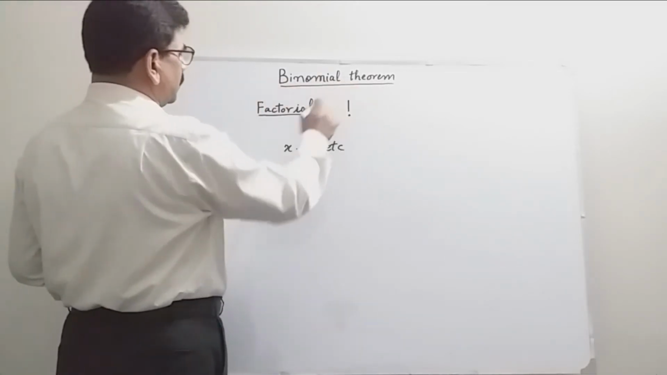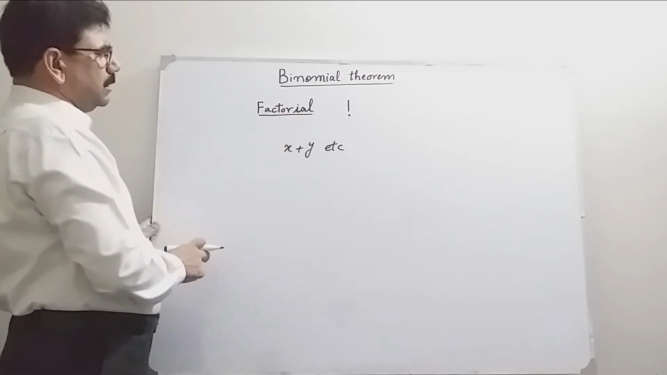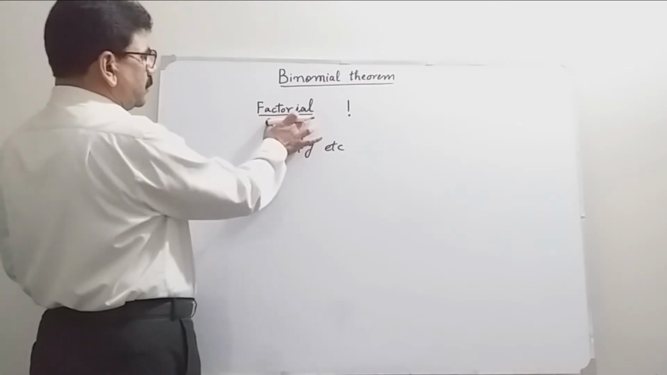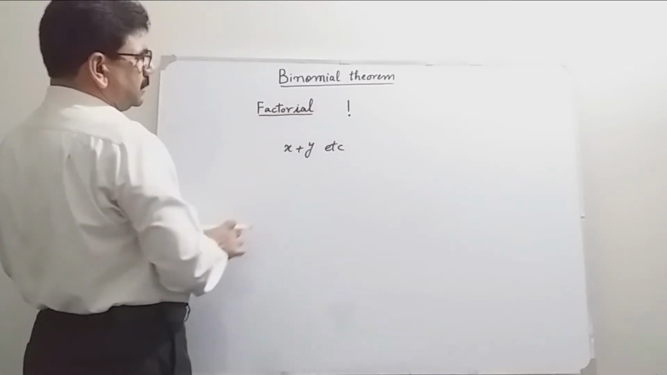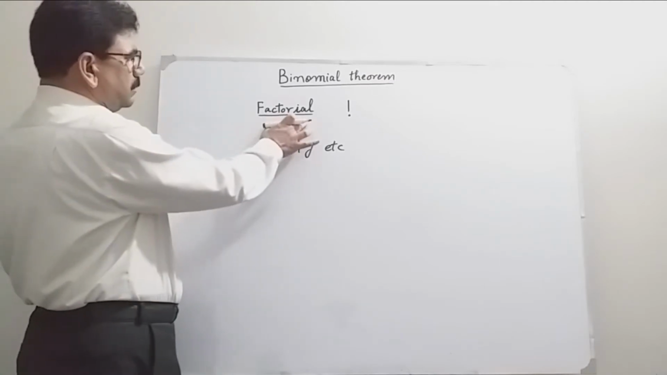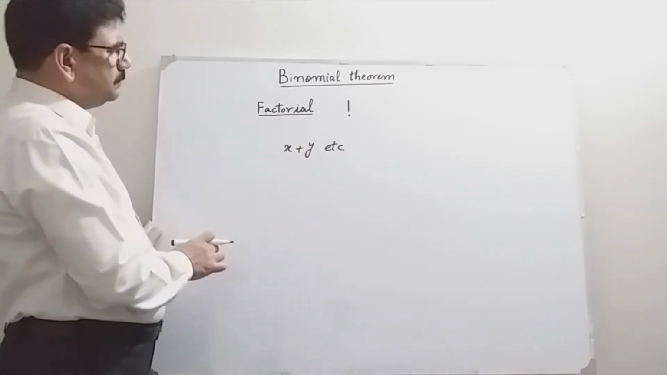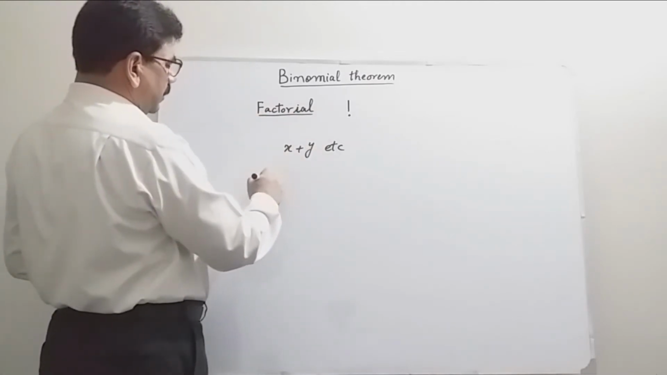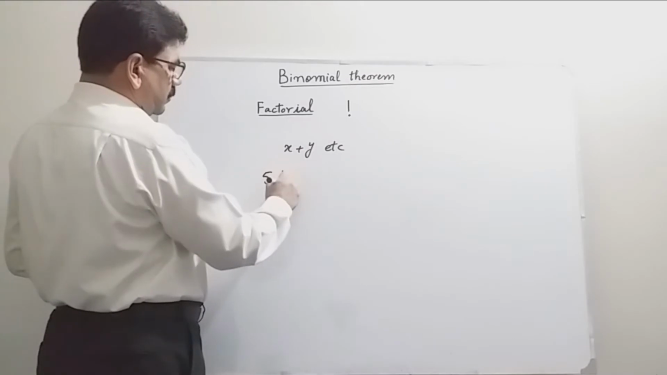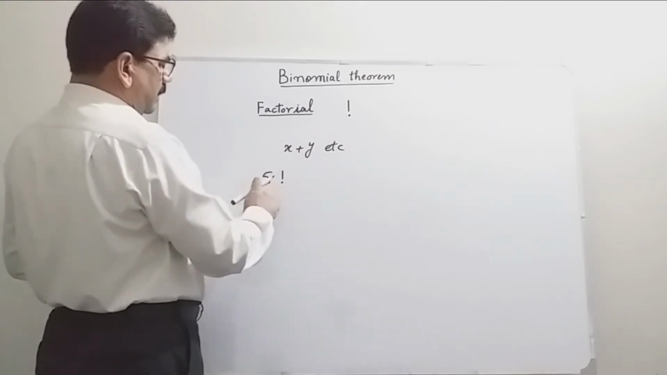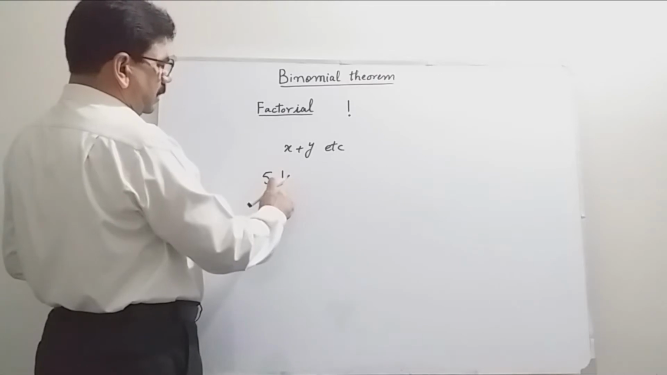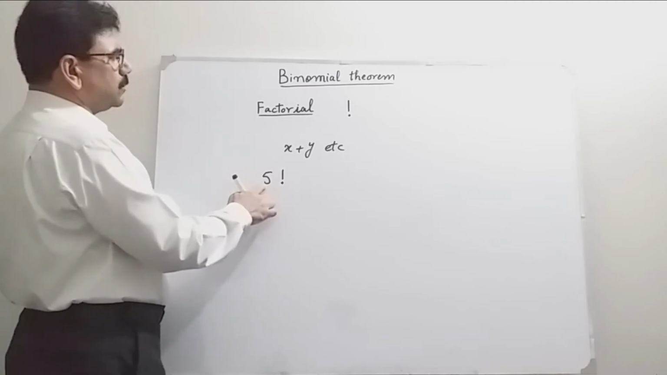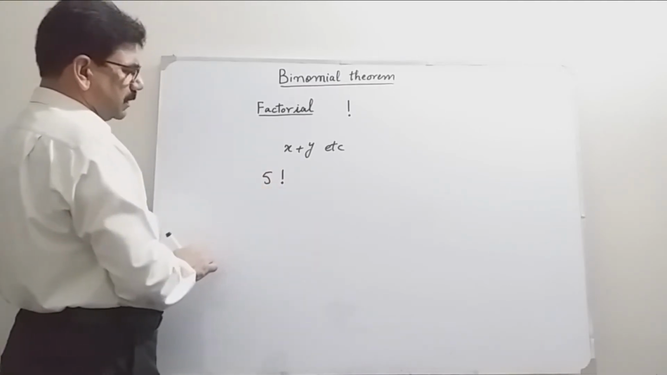Before going to discuss binomial theorem, let us first study about another important term, that is factorial. Factorial of a non-negative integer can be calculated by multiplying that integer with all the integers descending down to 1. For example, if we have to find factorial of 5, it is written as 5 factorial, and this symbol, that is exclamation marks, is used to represent factorial. So this is factorial notation actually.